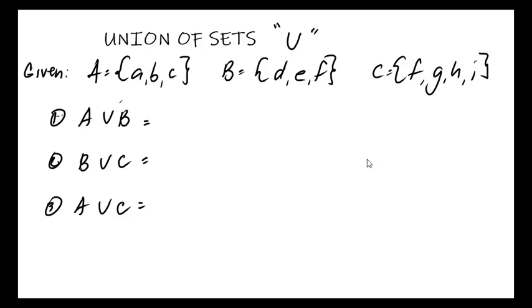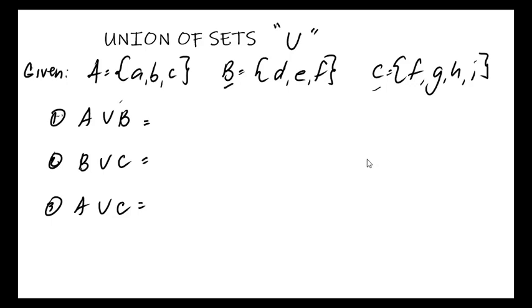Alright, so first na i-discuss natin ngayon is yung tinatawag na union of sets. So yung symbol niya is yung parang U na smiley, parang gano'n. Okay, so yung given natin is meron tayong tatlong sets. Set A, merong laman na A, B, C. Set B, na merong laman na D, E, F. At saka set C na merong F, G, H, I.